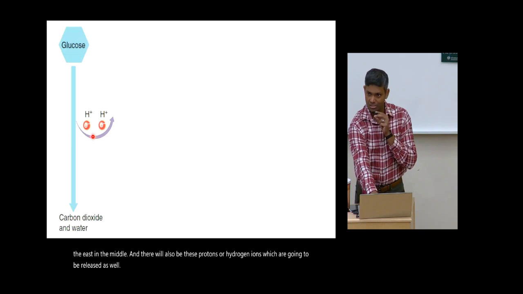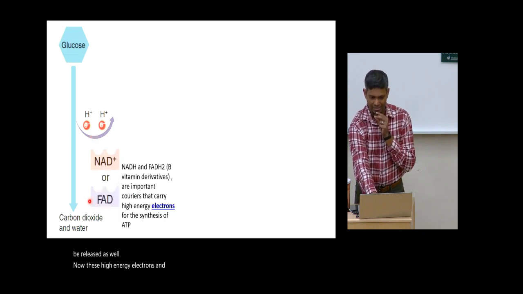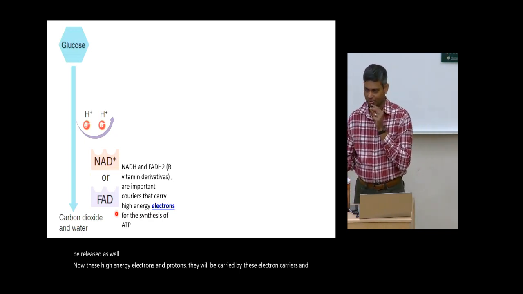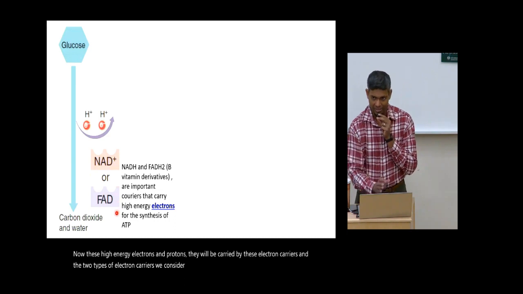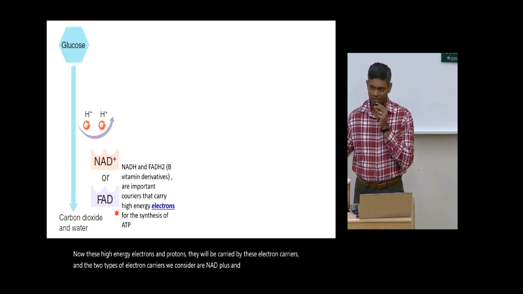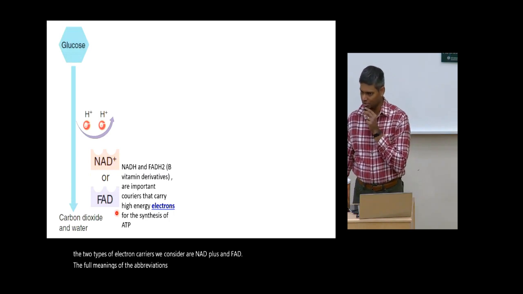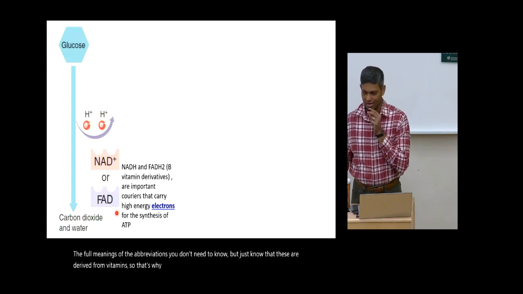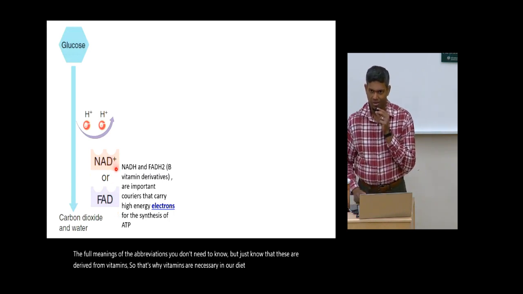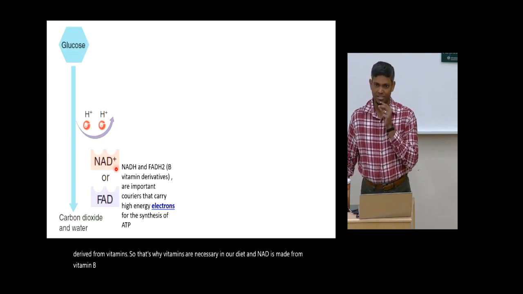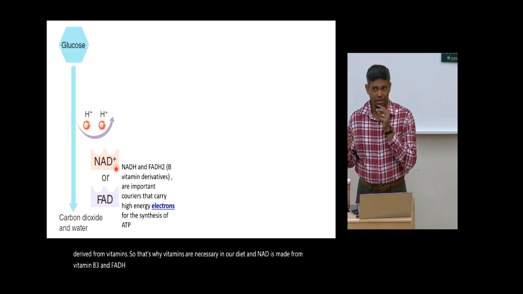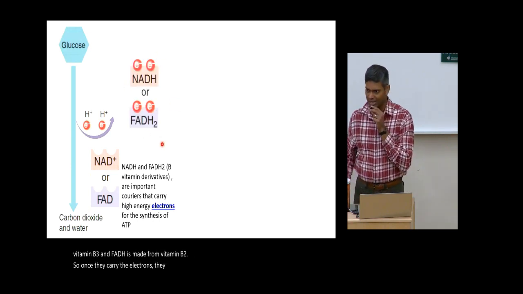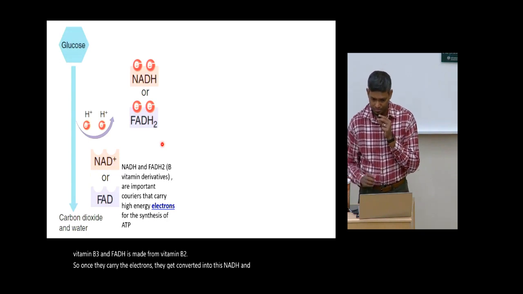Now these high energy electrons and protons, they will be carried by these electron carriers, right? And the two types of electron carriers we consider are NAD plus and FAD. The full meanings of the abbreviations you don't need to know, but just know that these are derived from vitamins. So that's why vitamins are necessary in our diet. And NAD is made from vitamin B3, and FAD is made from vitamin B2. So once they carry the electrons, they get converted into NADH and FADH2.